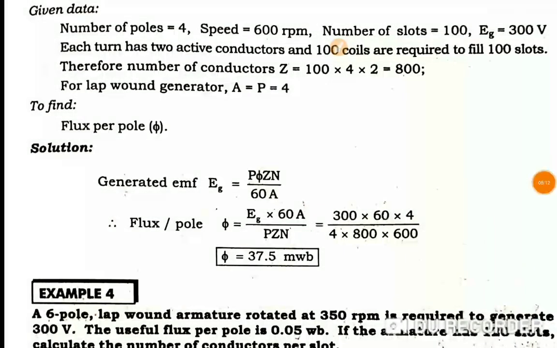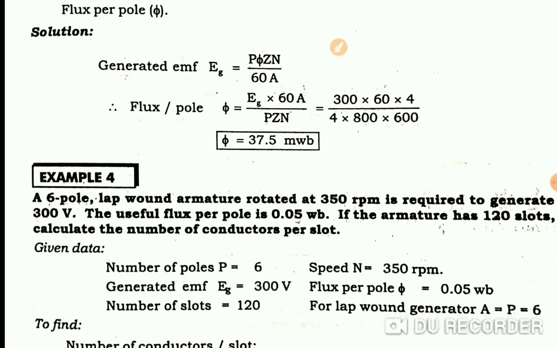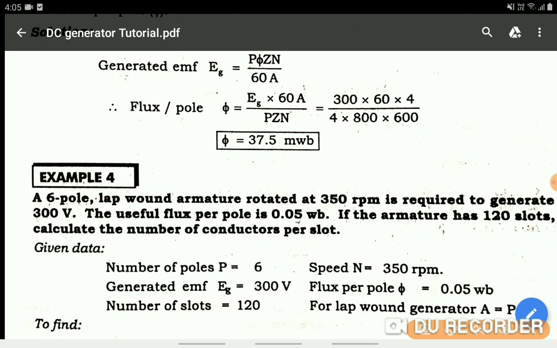Then we can make the next problem. In this expression we need to find the number of conductors per slot. We'll go through the problem. A 6-pole lap wound armature rotated at 350 rpm is required to generate 300 volt. The useful flux per pole is 0.05 Weber. If the armature has 120 slots, then calculate the number of conductors per slot.